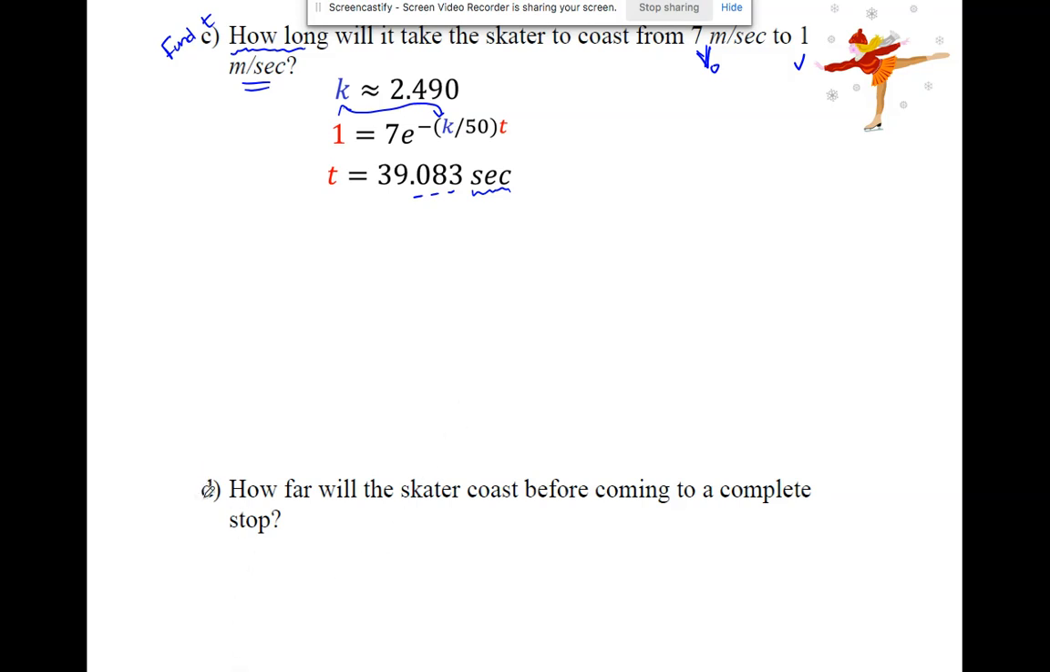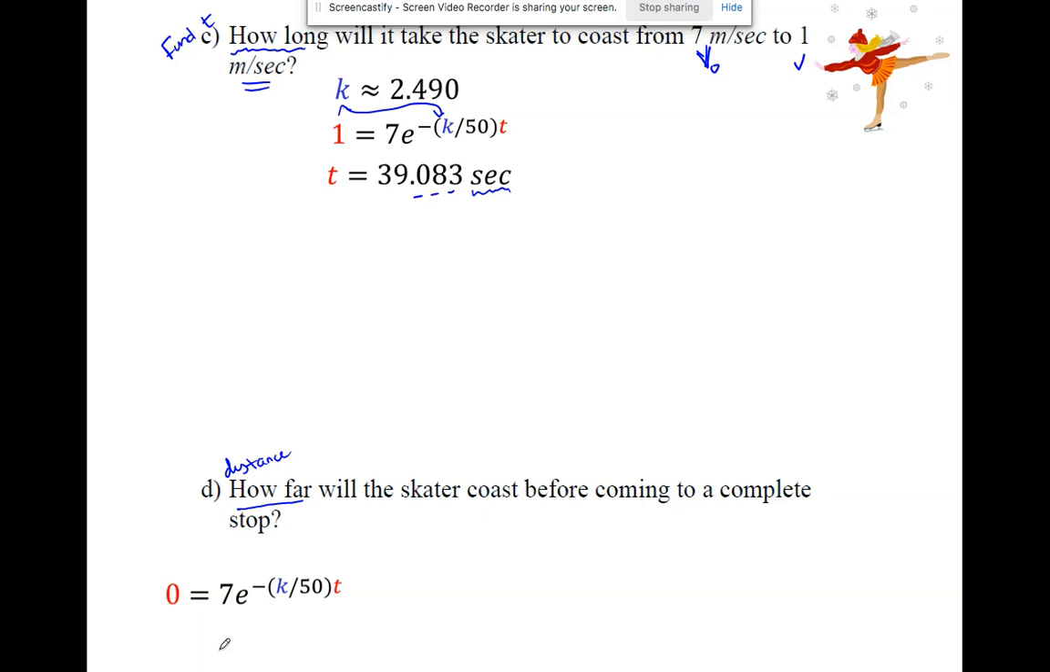Here's the kicker. It's part D for a reason. How far is a distance? How far would the skater coast before she comes to a complete stop? Well, when she stops, the velocity is 0, right? So why can't I just solve that equation for 0?